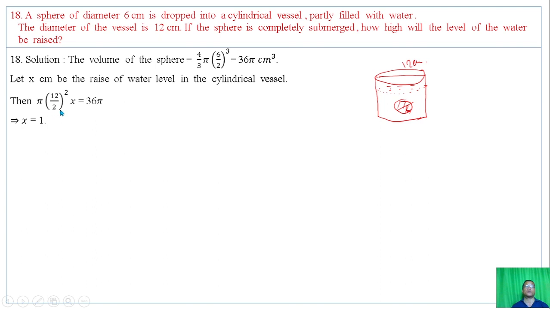This is pi r square, the volume of the cylinder. Let x centimeter be the rise in the water level. The volume of the water that rises equals the volume of the sphere, from which we get x equal to 1. Thus the level of water in the basin will rise by 1 centimeter.